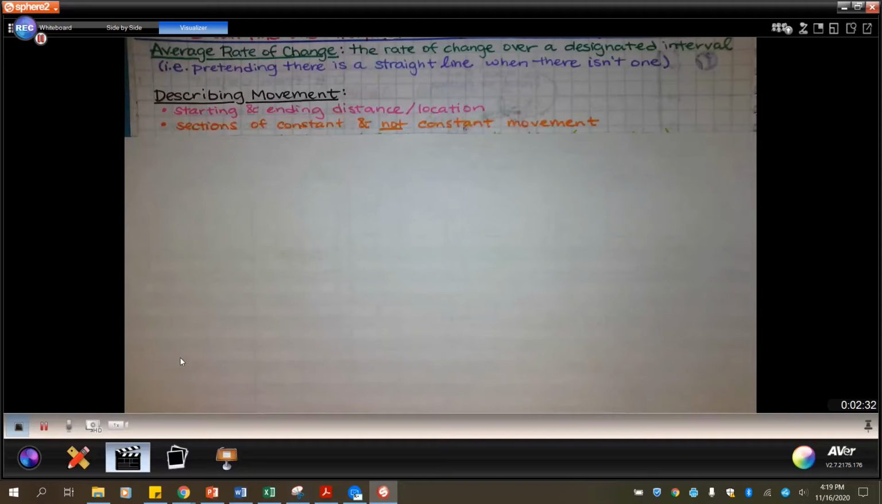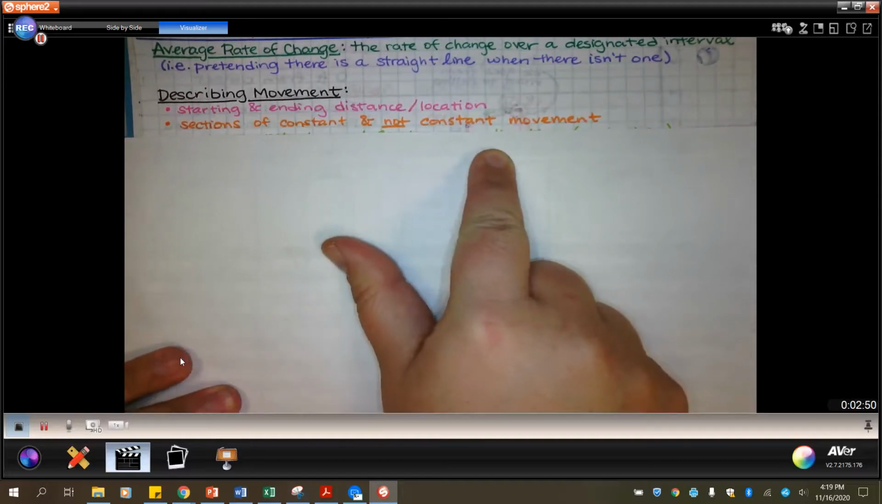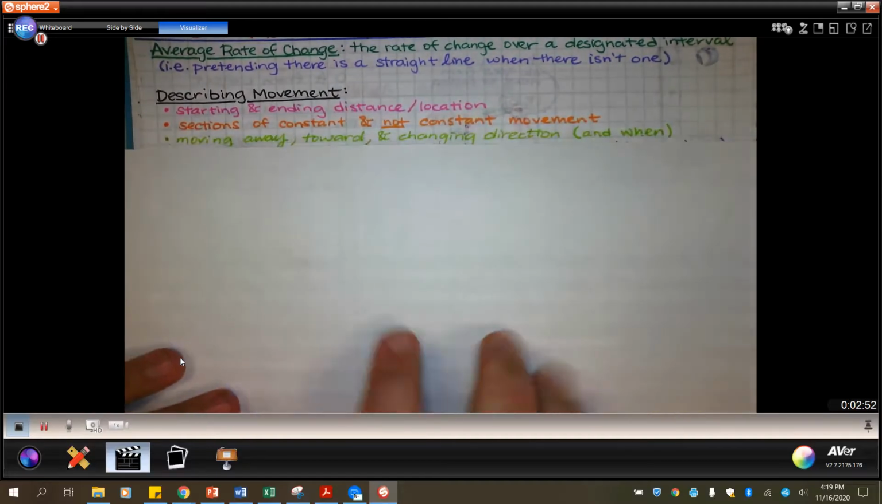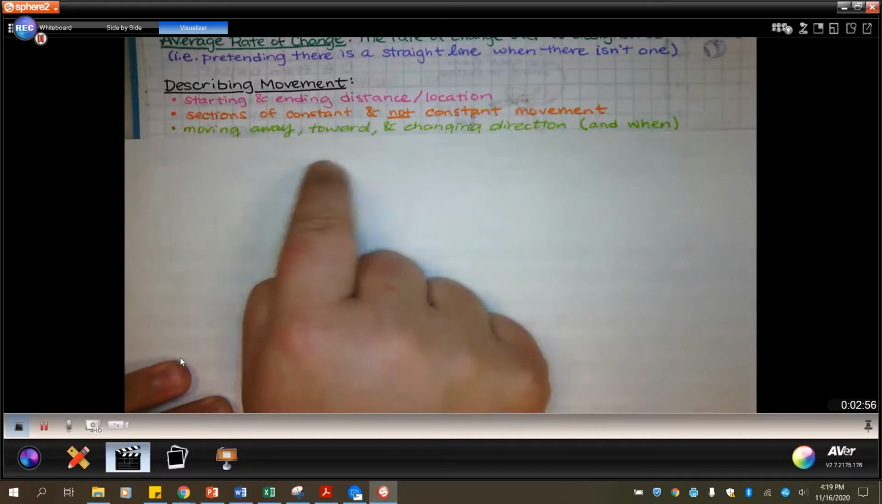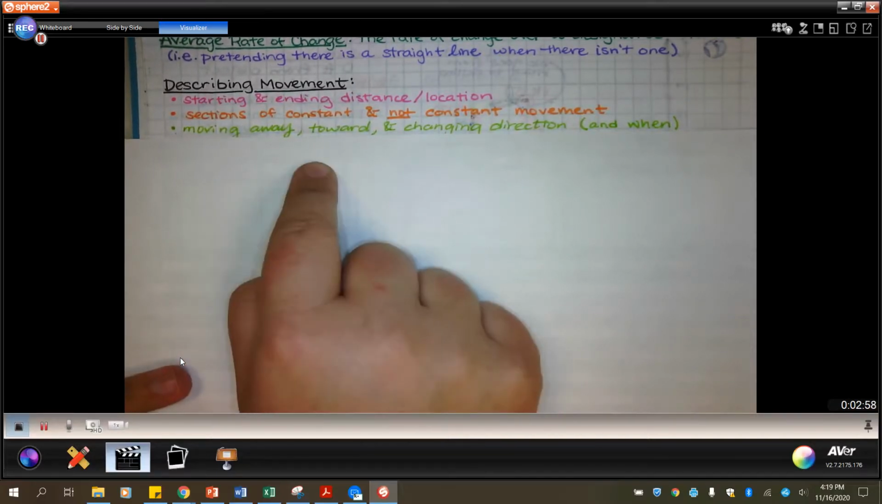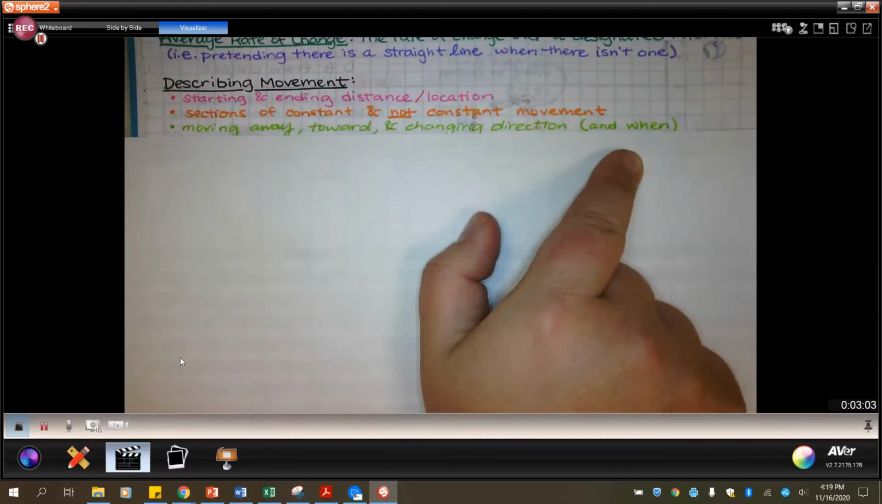Sections where it's constant and where it's not constant, okay? Because you can have graphs, like the waterline graphs on Desmos, where sometimes you're pairing a curve with a straight line, in which case you have sections that are constant and sections that are not constant, and you want to point that out. You want to tell me or describe whether they're moving away or towards, or a combination, like when they're doing each, and then also if there's a change of direction and when.